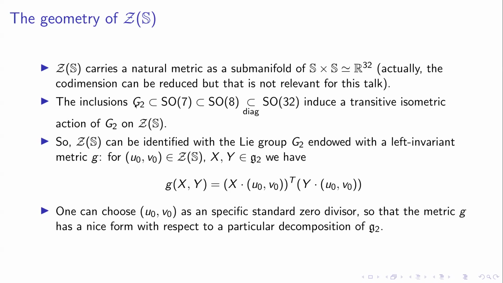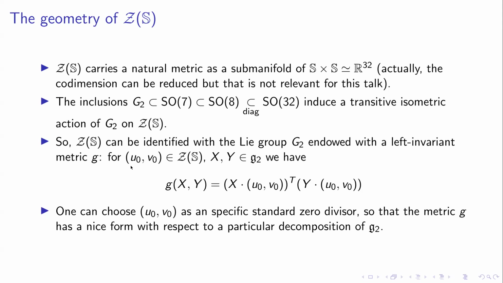The action is the usual one. We identify G2 as a subgroup of the automorphisms. It is in SO7, but you can look at it inside SO8, and you include it in SO32 with four copies diagonally, the same matrix in four places. So this is the transitive isometric action. So the metric of the zero divisors is then just a left-invariant metric on the Lie group G2.